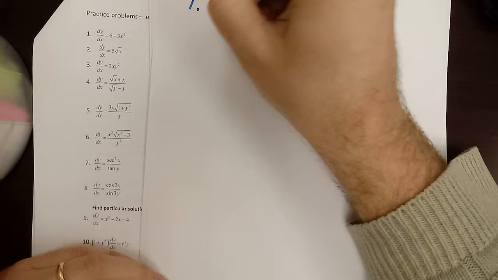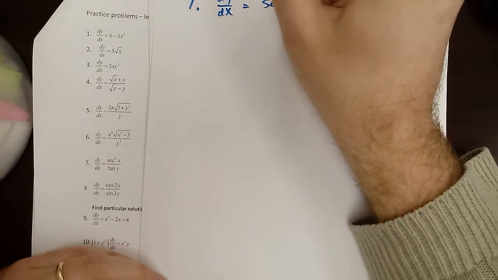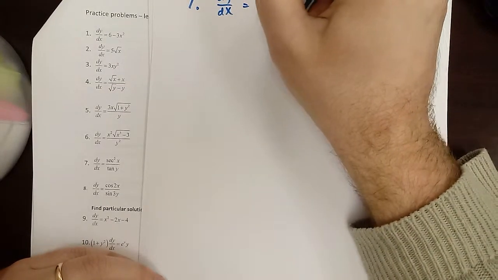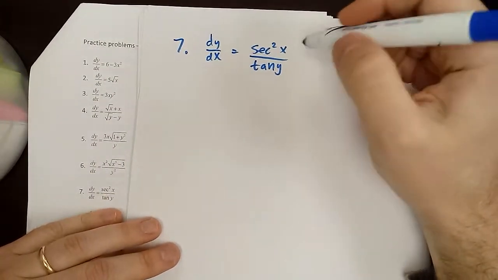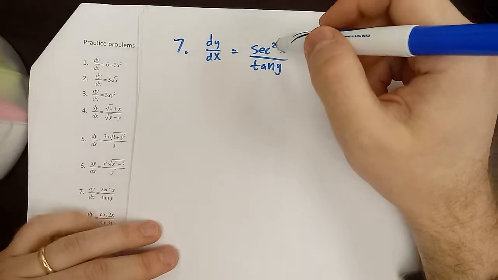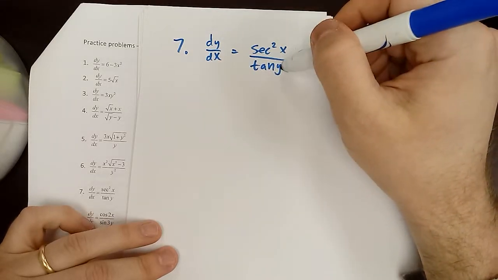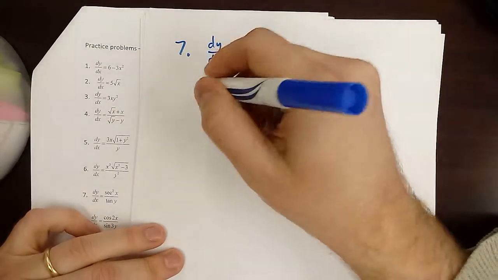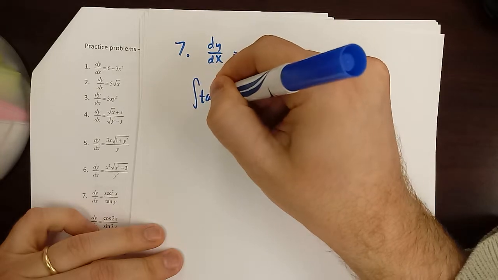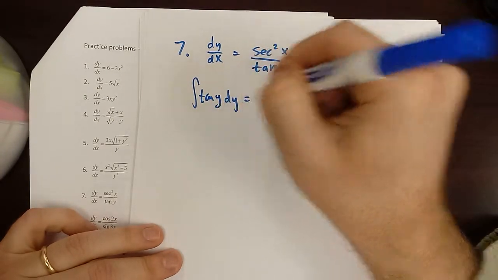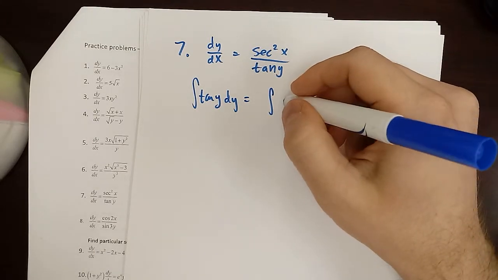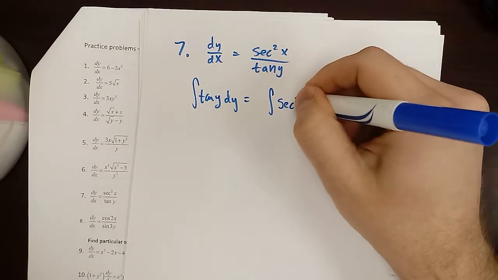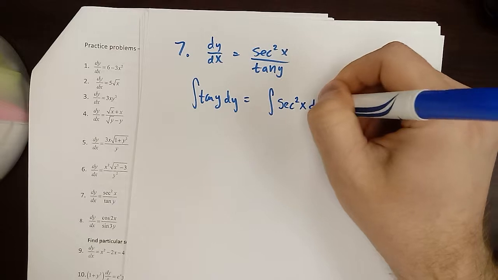dy dx is equal to secant squared x over tan y. Okay, so at first I was like, oh, I want to do some simplifying, but we have x in this one and y in this one, so no, we can't. So if we take the integral of tan y dy is equal to, excuse me, the integral of secant squared x dx.